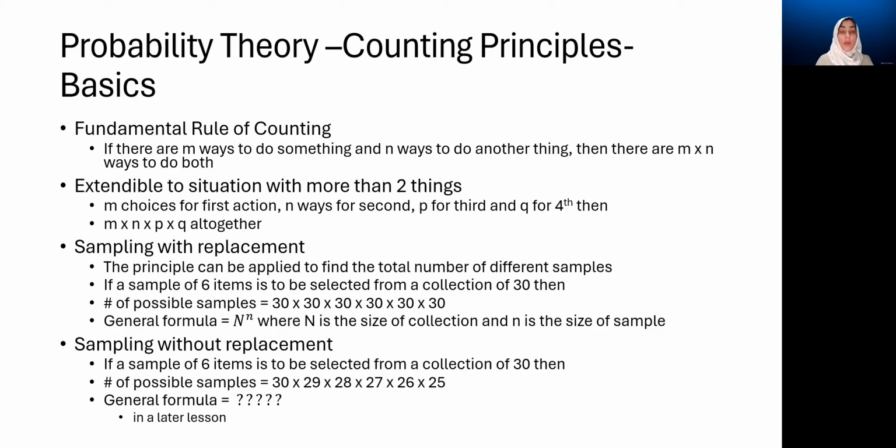In case of sampling without replacement, if we have to draw a sample of 6 items from a collection of 30, we know that after we make the first draw, the collection changes because now we do not put the item back into it. So the number of possible items for the first draw is 30. For the second, it becomes 29. For the third, 28, and so on. So the total number of possible samples is 30 for the first draw, times 29 for the second, times 28, 27, 26, and 25 for the last, 6th draw.